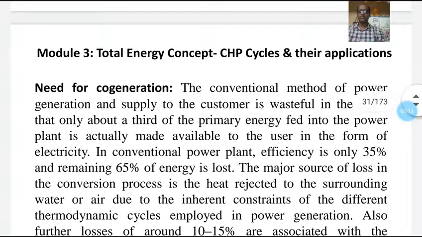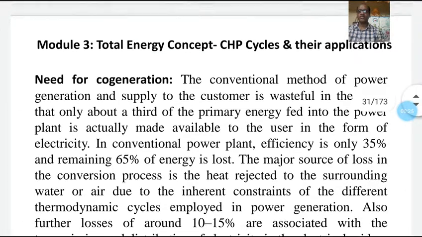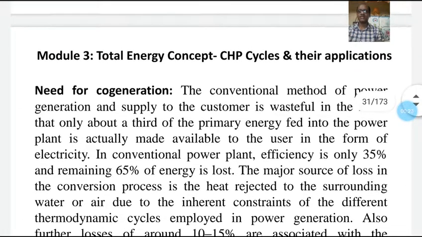We are discussing our subject, energy conservation and management, and today we are going to discuss Module 3, which is about the total energy concept, CHP cycles and their applications. First of all, we have to understand what the need is for this CHP cycle, which comes under the cogeneration process.